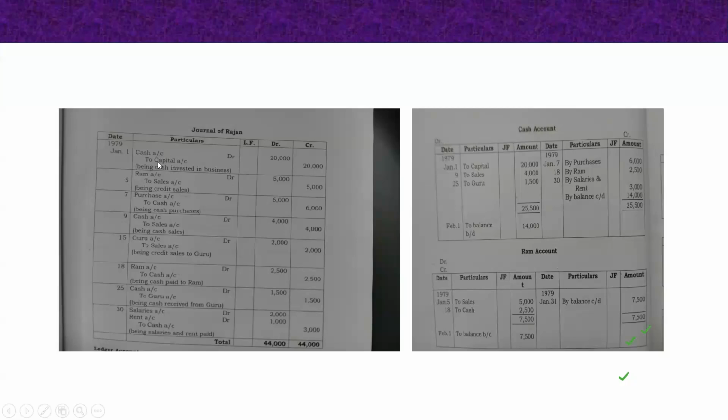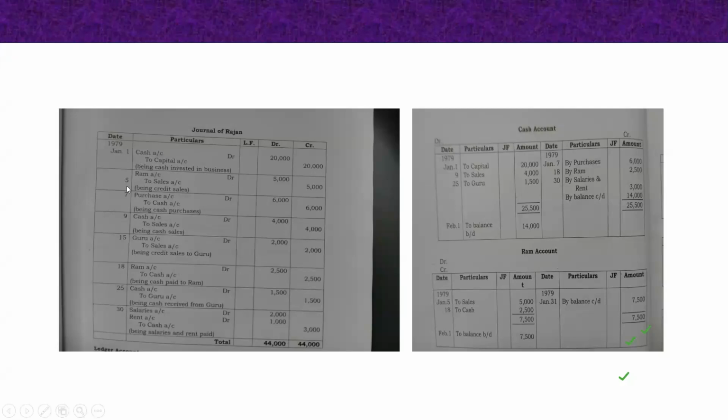Next, capital is done, cash is done. Then we are switching to Ram's account. Here, for Ram's account, we have a separate column. Whatever transactions have been done with Ram, whether cash or credit, everything comes under this column. Whatever transaction the business has done with Mr. Ram would be listed here. So where do we find Ram?